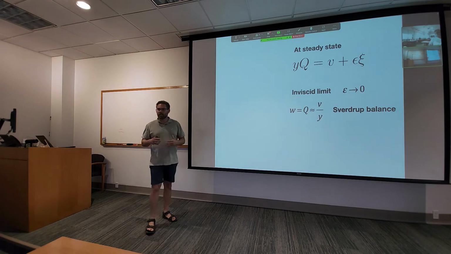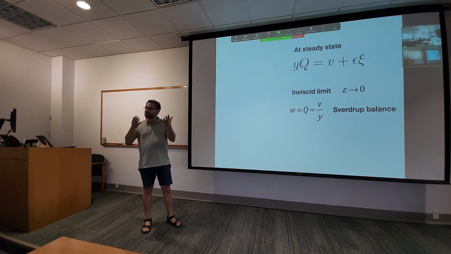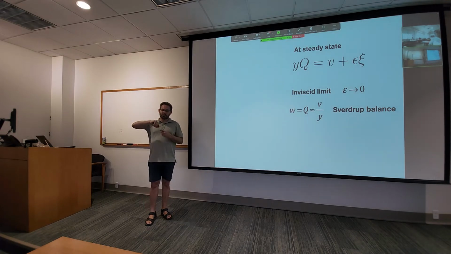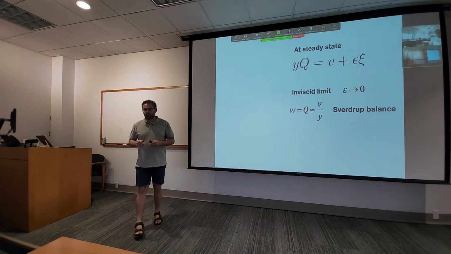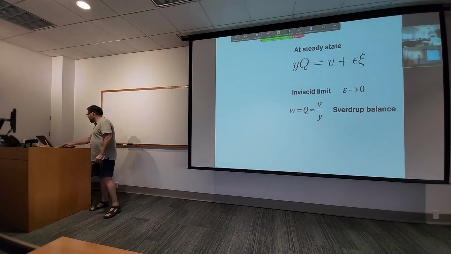This is, for example, why in the rising branch of the Walker circulation, rising air develops a poleward component, and descending air develops an equatorward component. And this is why the Walker circulation is really a 3D circulation, unlike the Hadley circulation, which is a 2D circulation. So this is in the inviscid limit.